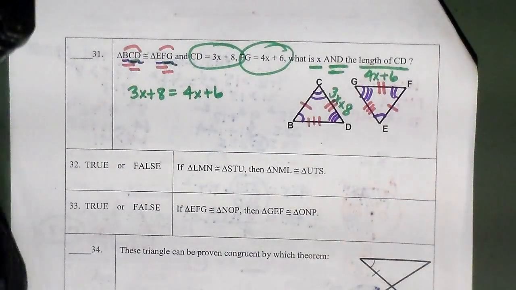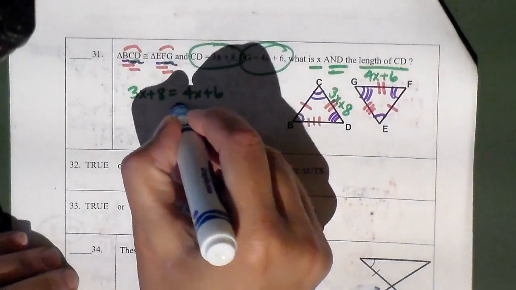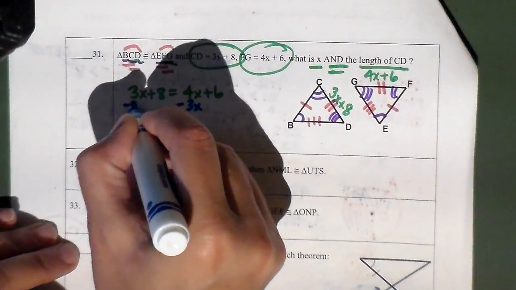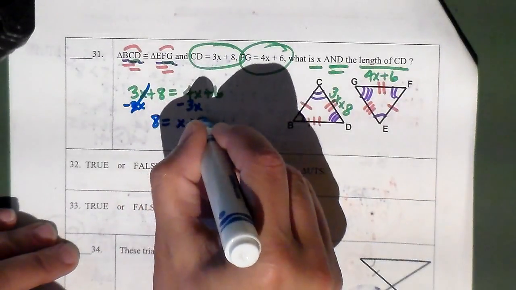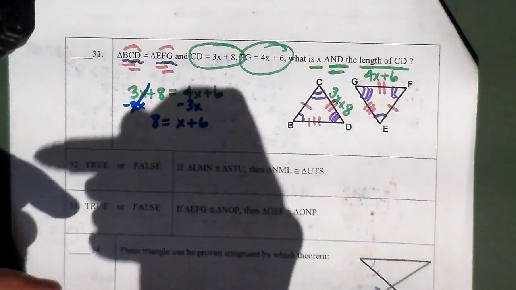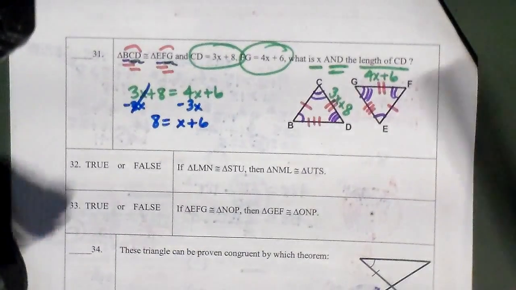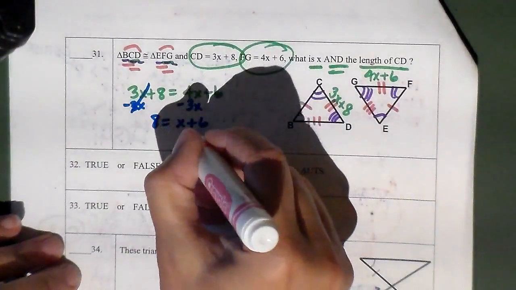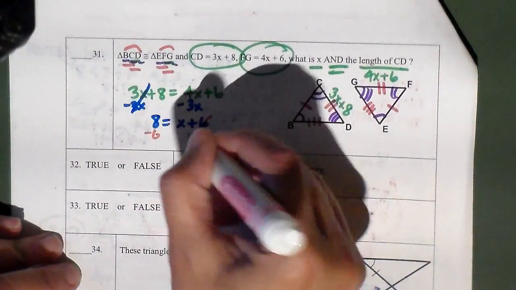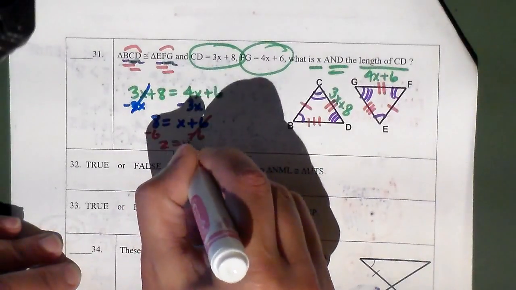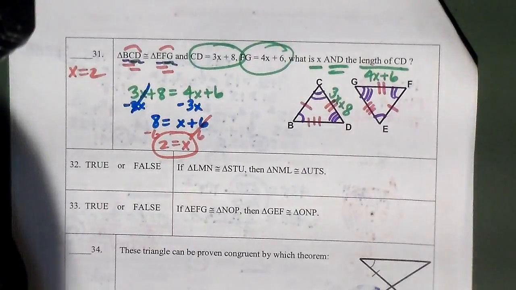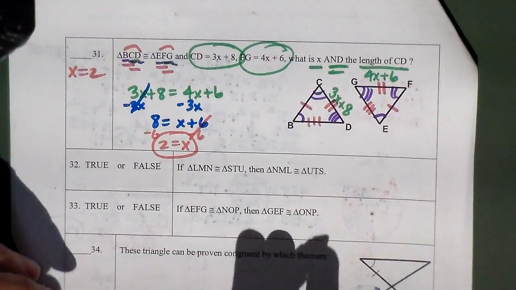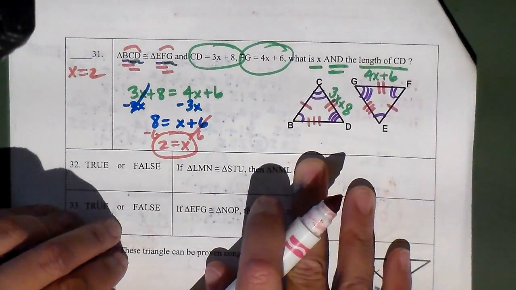So what I'm going to do next is I'm going to subtract the 3x from both sides. All I'm doing is my algebra. So I've got x plus 6. And then I'm going to subtract the 6 from both sides. And let's just keep using pretty colors. So x is equal to 2. Now, I'm not done yet. I want to know what the actual lengths of the sides are.